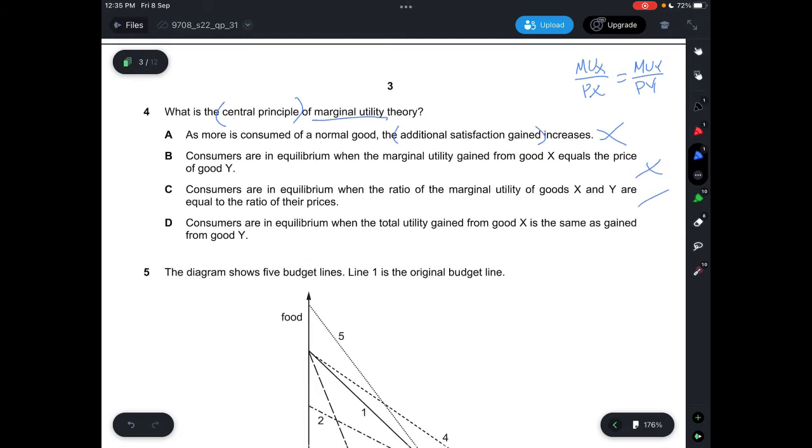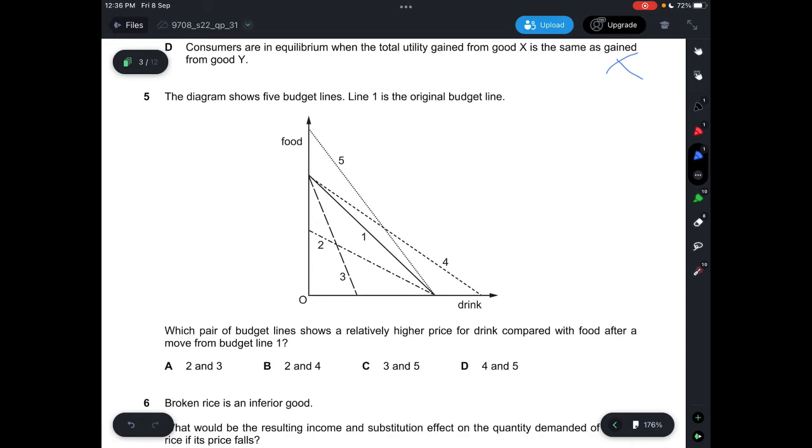And D, consumers are in equilibrium when the total utility gain from good X is the same as the gain from good Y, which is incorrect because we're talking about marginal utility. So the answer is C.